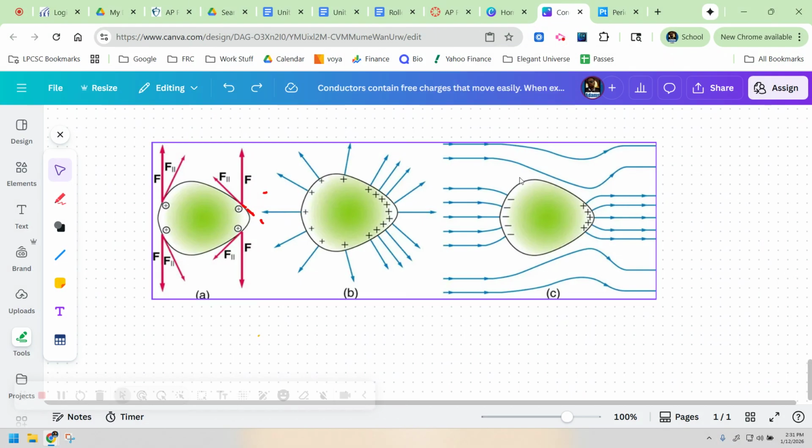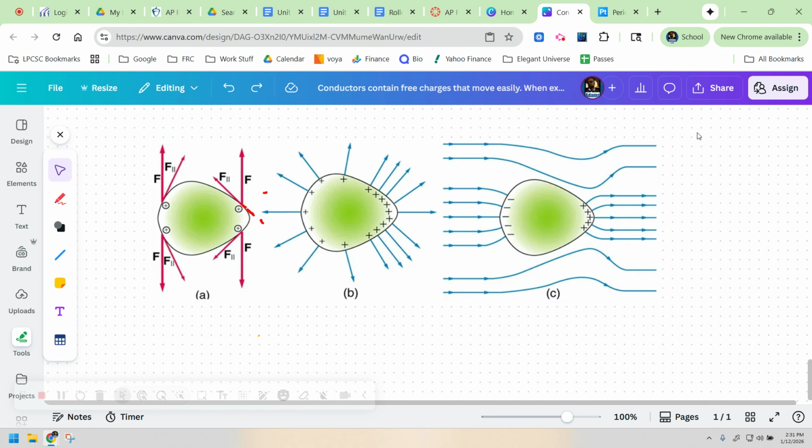So when I run it, these are supposed to be parallel electric field lines, but when they interact with the conductor, they bend in towards the conductor. Notice that the field lines have this weird wonky behavior.